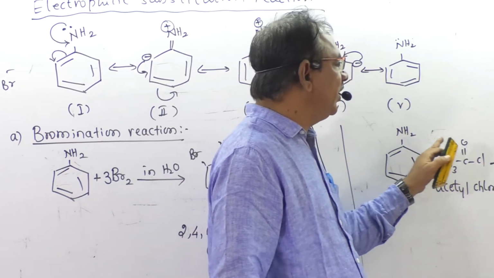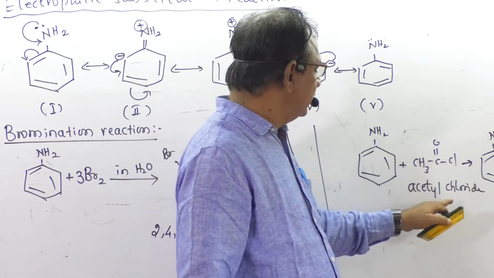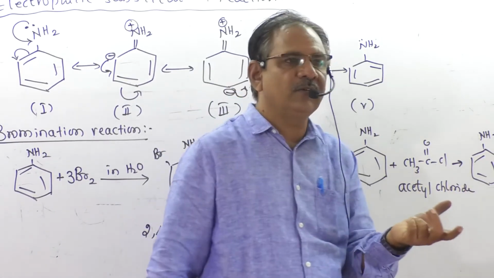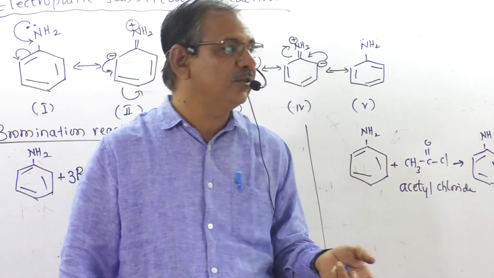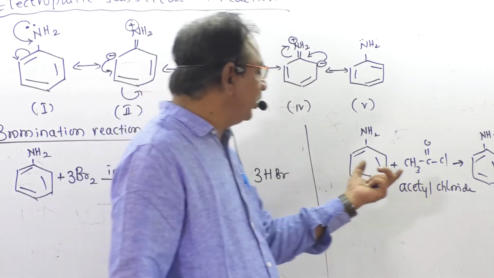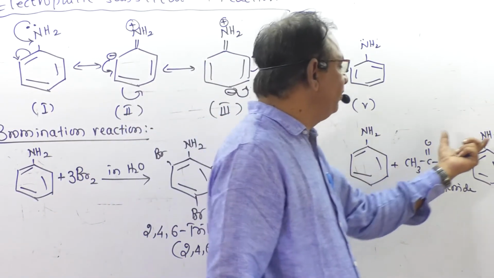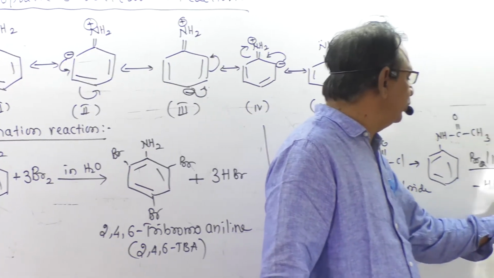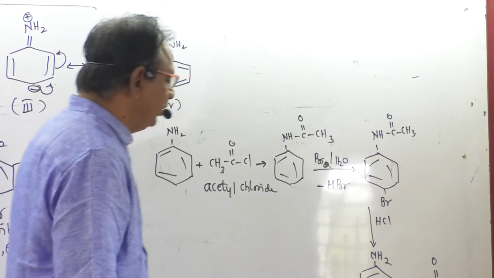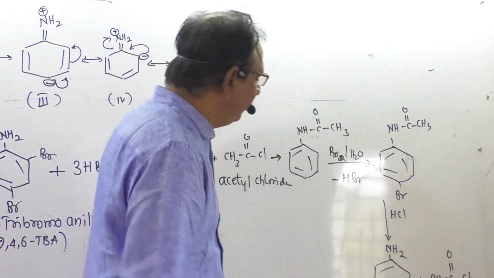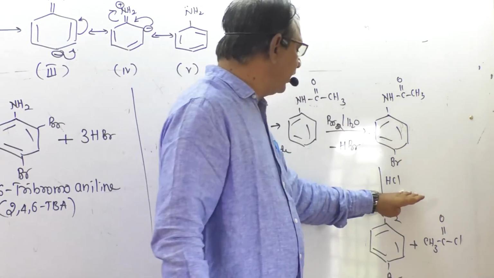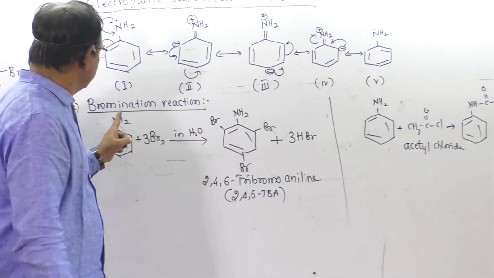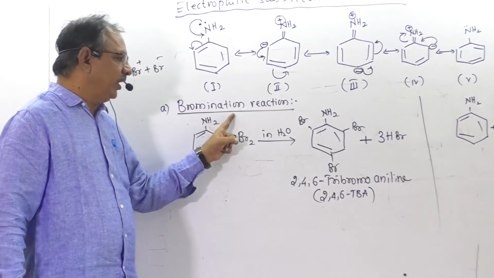Their reactive activity is reduced by CH3COCl. You can take any acyl group containing compound, acyl chloride, benzyl chloride, or acetic anhydride. Then the activity is reduced, and when it is treated with bromine it forms the para-bromo substituted product. Again we will remove the acetyl group by treating it with hydrochloric acid. So these are the two different reactions that take place during the bromination reaction.